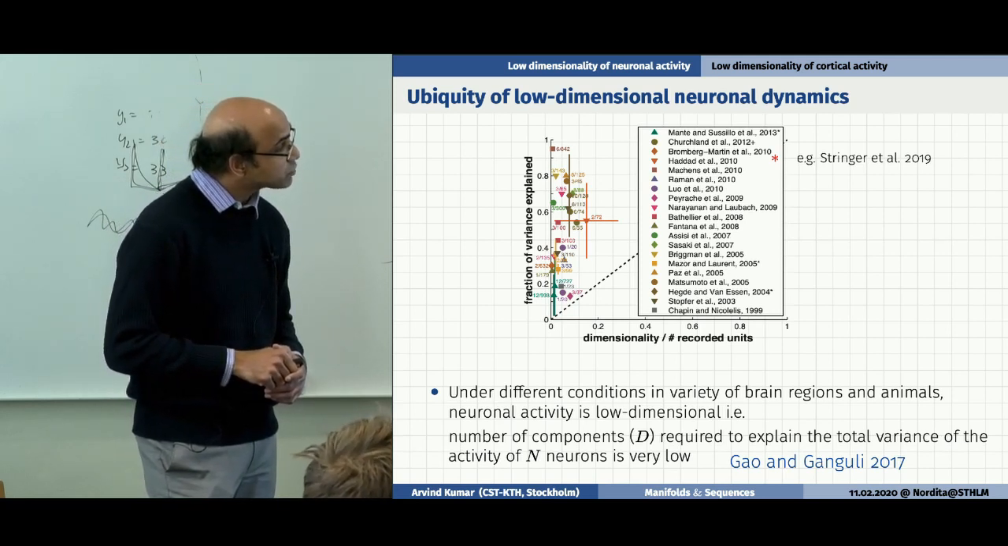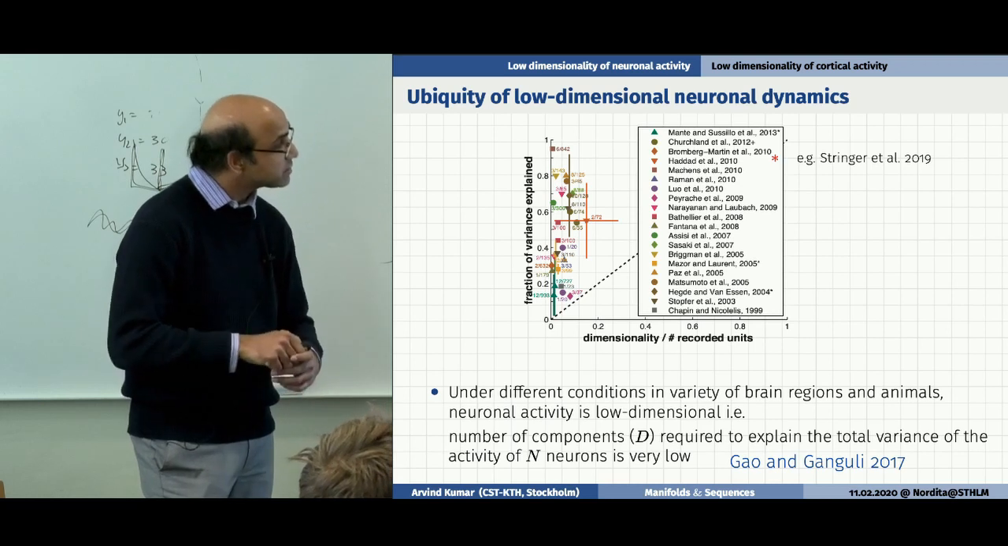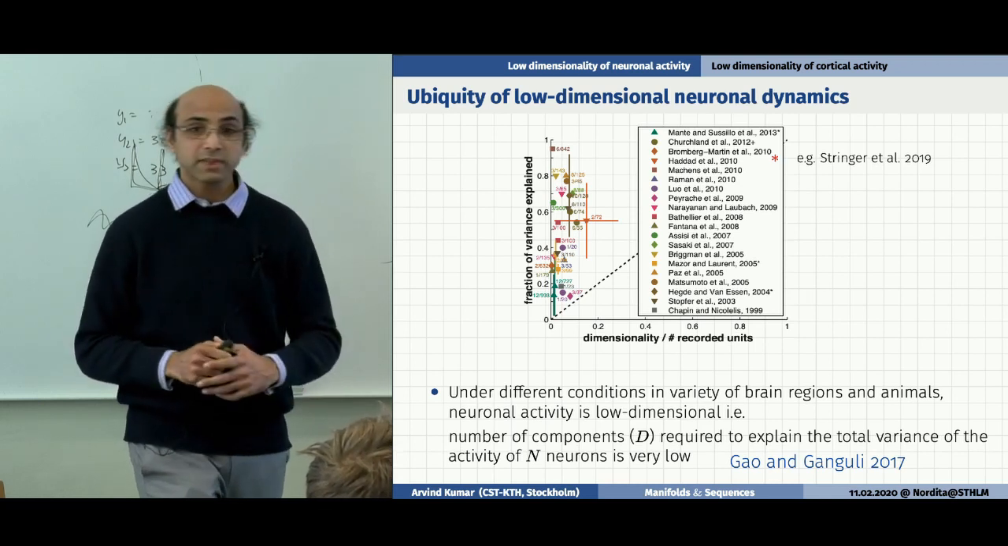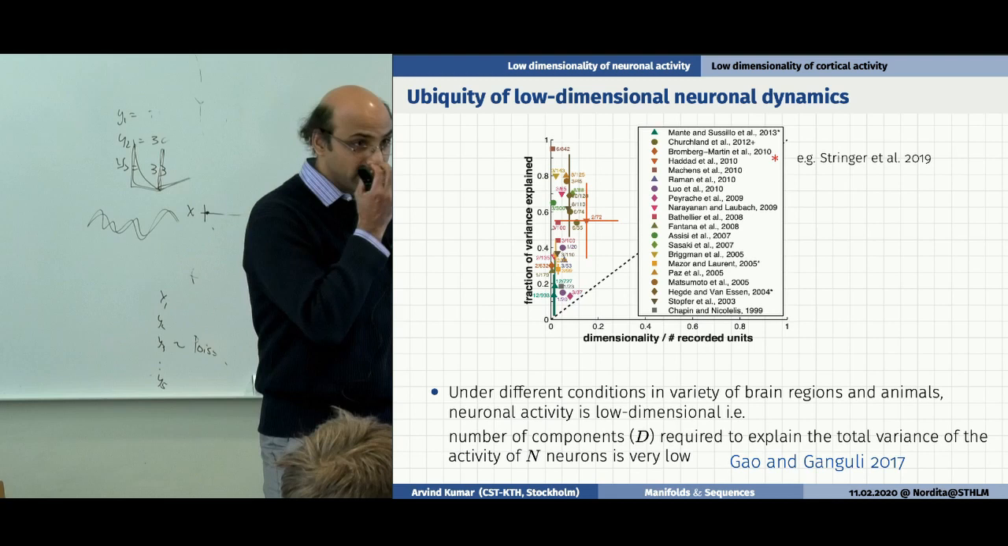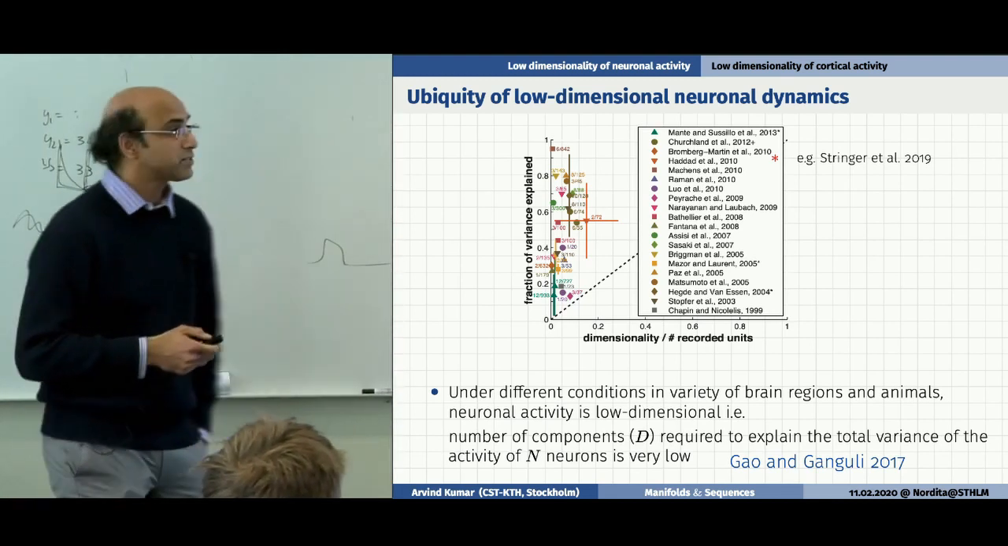I put this star here. I don't know where exactly it should go. It should go somewhere behind this legend, but I put it here. This is the paper that Ken Harris will talk about, I think, on Friday. So this is saying that it's not low dimensional, but high dimensional.